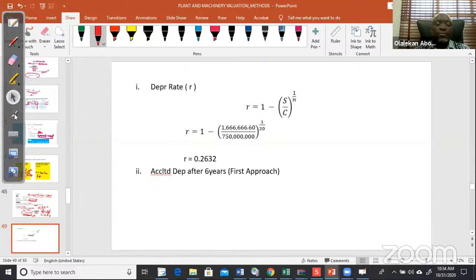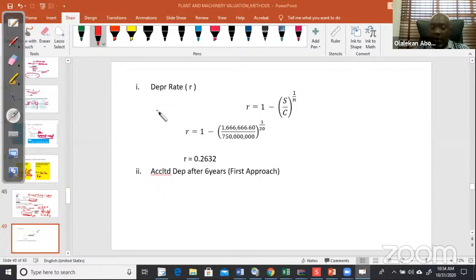Let me pick my pointer. We have your scrap value, which is this, 1,666,666 naira. Now you have your cost, which you have been given as 750 million, and the lifespan, which is N here, don't forget, is 20 years. So when you solve this equation, your rate will be 0.2632.